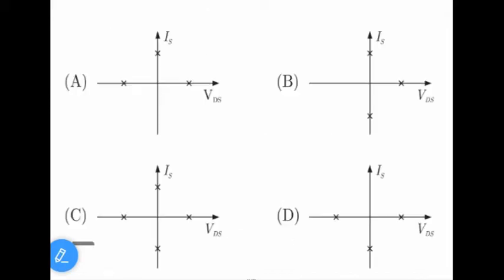Now, therefore, let us see the characteristics. Let us look into the first characteristics. As per this characteristics, it can block positive voltage as well as negative voltage, which is the wrong combination, which is a wrong choice.